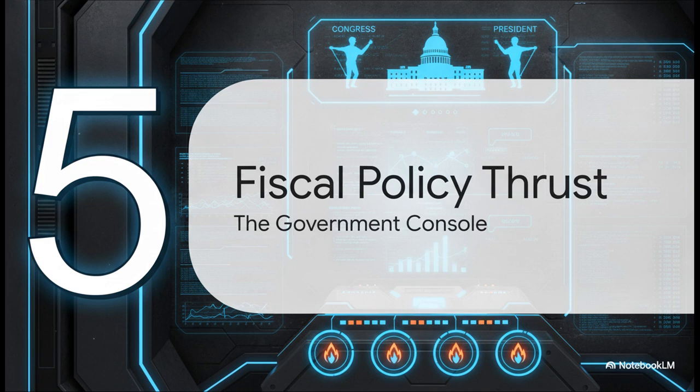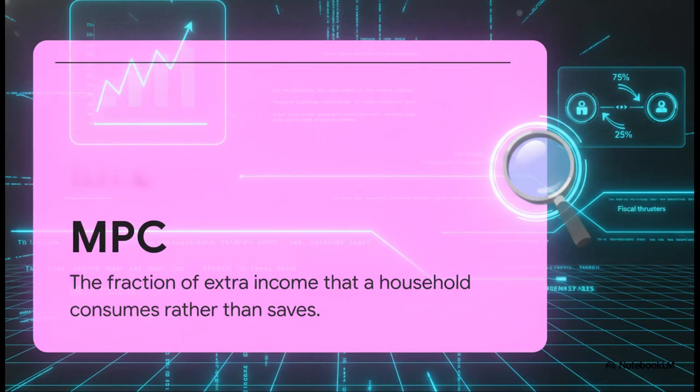Which brings us to Section 5, the fiscal policy thrusters, the government console. Since the monetary lever is jammed, we have to use the fiscal thrusters, specifically government purchases. But to really grasp their sheer power, we first need to understand a psychological metric called the marginal propensity to consume, or MPC. This is simply the fraction of extra income that a household chooses to consume rather than save.